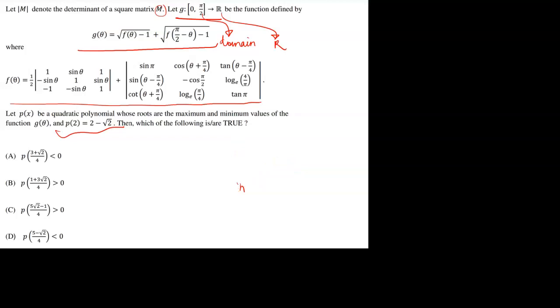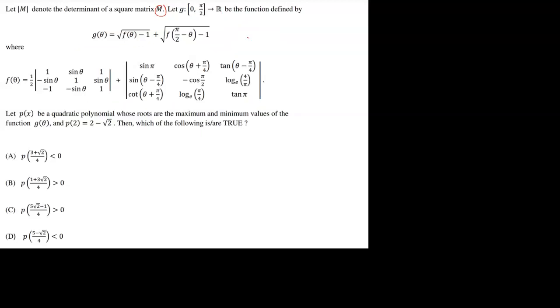Firstly, we will go through f theta, since f theta is used in g theta. See, we can see that f theta has two determinants. First is this and second is this.